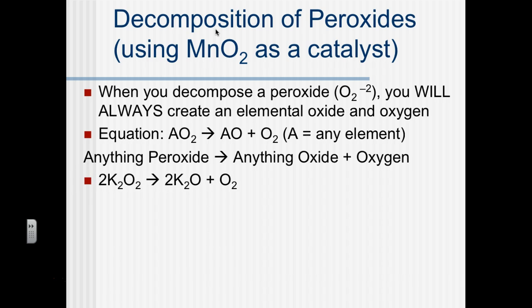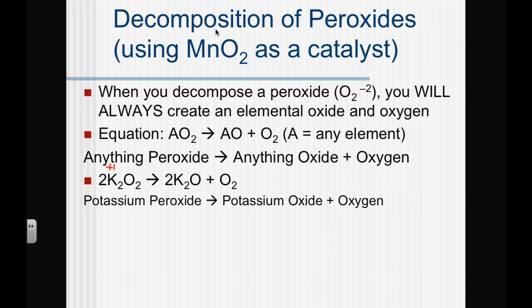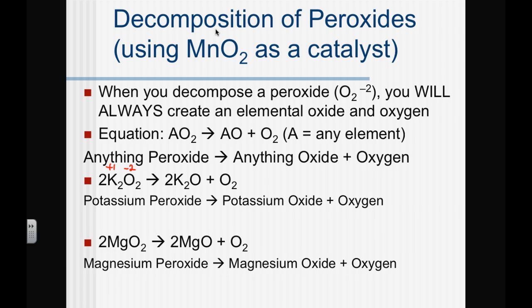So again, in this example, we have potassium peroxide, which is K2O2. The reason why is because potassium has a +1 charge. Peroxide's -2. So I need 2 potassiums. And remember, O2, that is the polyatomic ion. It yields potassium oxide, K2O, plus oxygen. Another one, magnesium peroxide, makes magnesium oxide plus oxygen.